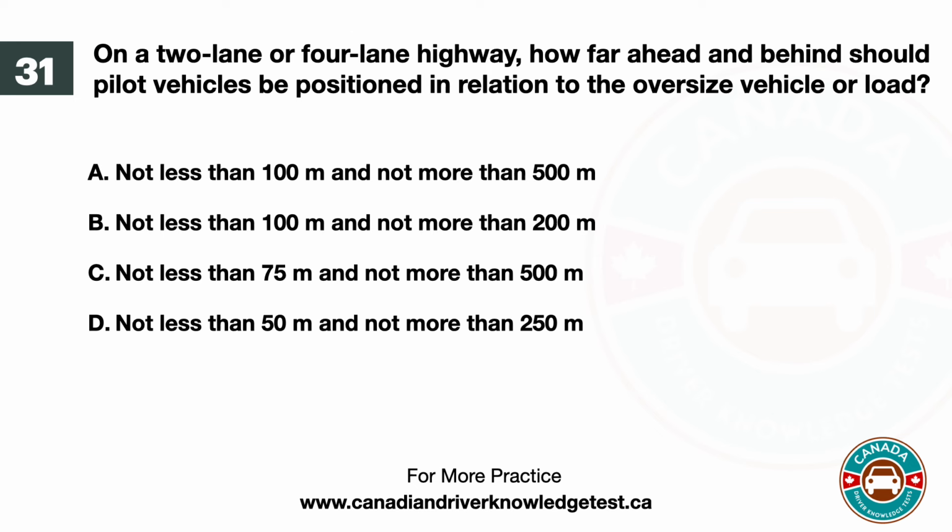Question 31. On a two-lane or four-lane highway, how far ahead and behind should pilot vehicles be positioned in relation to the oversized vehicle or load? A. Not less than 100 m and not more than 500 m. B. Not less than 100 m and not more than 200 m. C. Not less than 75 m and not more than 500 m. D. Not less than 50 m and not more than 250 m. The answer is A. Not less than 100 m and not more than 500 m.